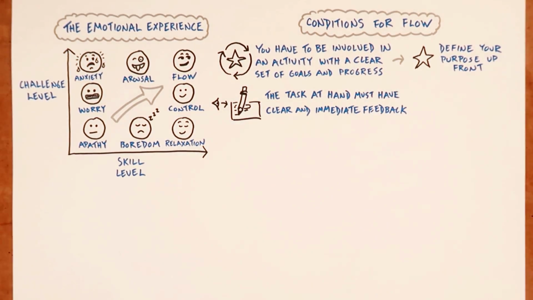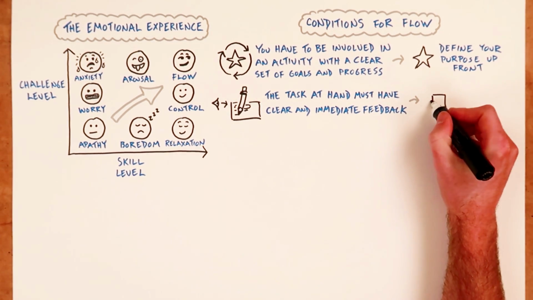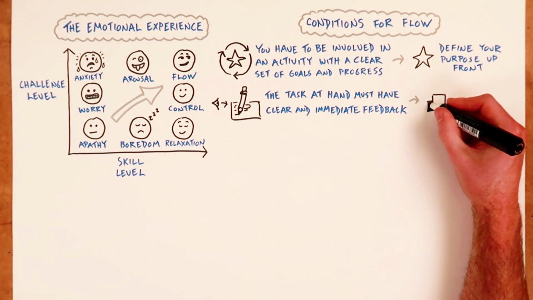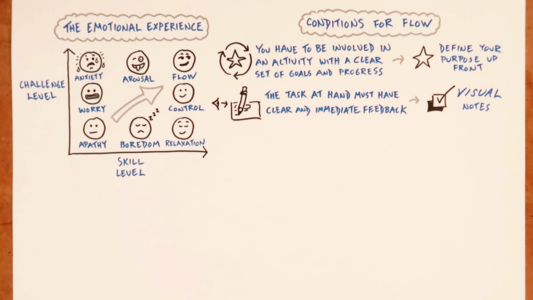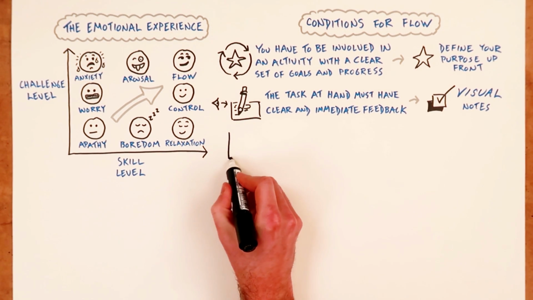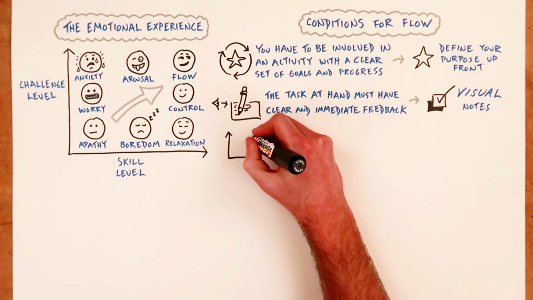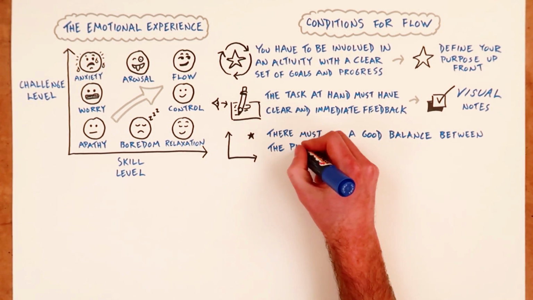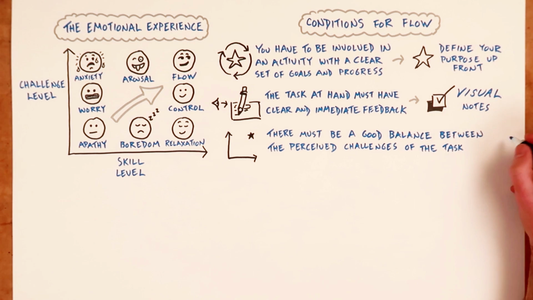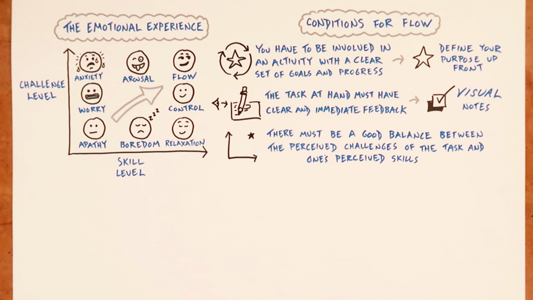The second condition required for flow is that the task at hand must have clear and immediate feedback. For us, that's an easy one to check off because we can literally see the results of our efforts as we fill the page with visual notes. The third component is likely the most important and the most difficult to achieve. There must be a good balance between the perceived challenges of the task and one's perceived skills. This is where we get back to the graph that we started with.